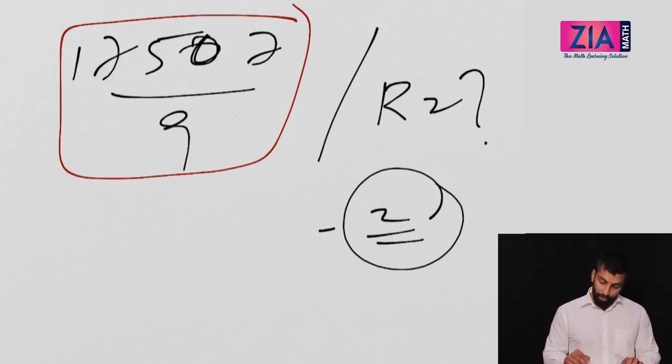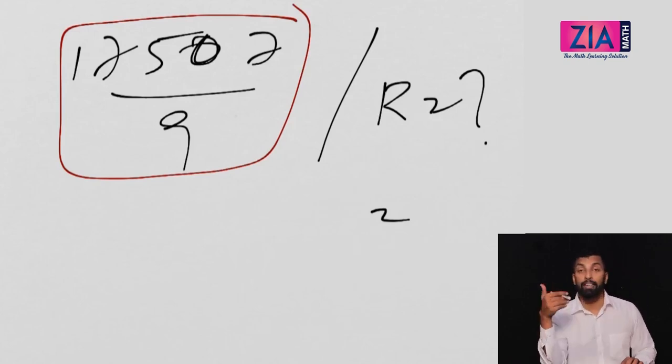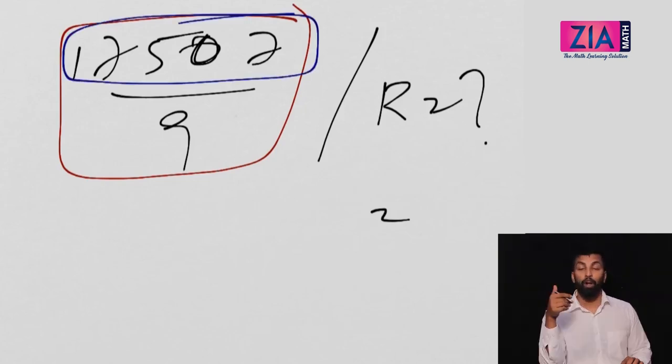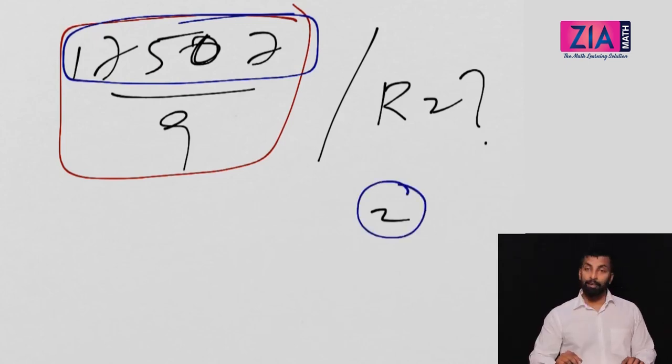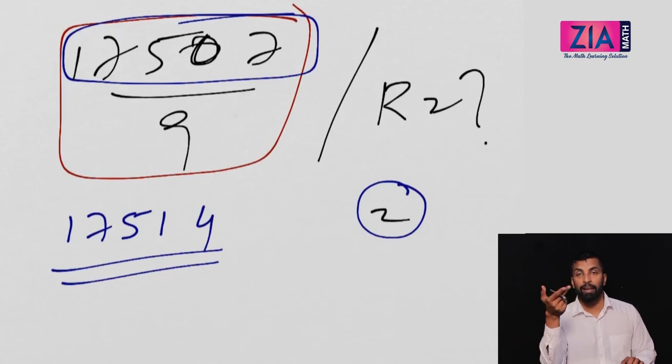Now, they can ask you another question. What is the next multiple of 9 after this number? This number is given, 17507. What will be the next multiple of 9? Then what's your answer? You got the remainder 2, so add 7 more. Adding 7 more means 17514.